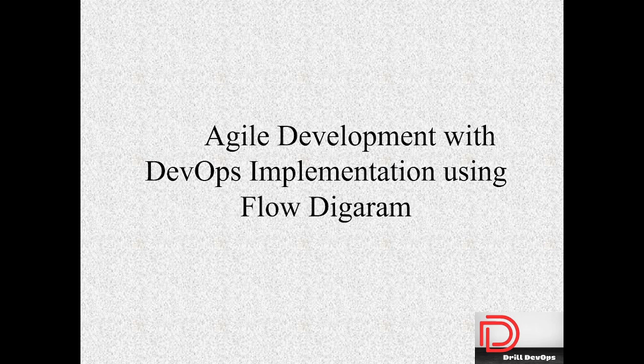So we are going to talk about agile development with DevOps implementation using a flow diagram. We are going to see the Scrum based model or Kanban. We can apply both in this particular project and see how this can be defined. In this particular flow diagram, you can think of applying Scrum to the development team, and Kanban, or Scrum, to the DevOps team as well.